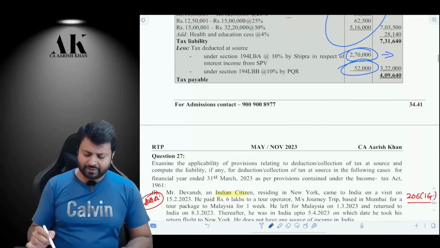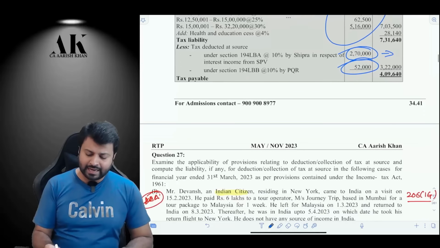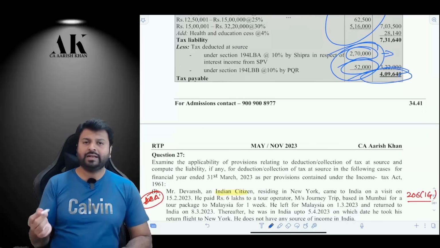Okay. And therefore, then you have to compute the total income. On that, you have to apply 115BAC. 115BAC is applicable in this particular case, and you will take the credit of these two TDS, and net tax will be payable by the assessee.